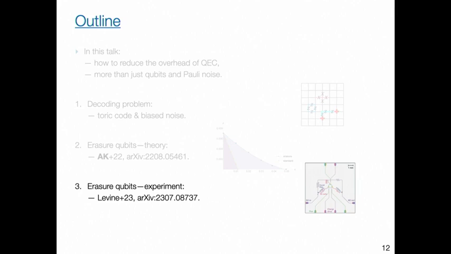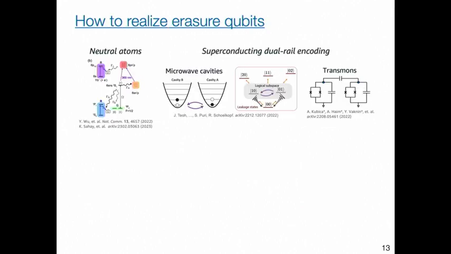So at this point, I hope that I convinced you about the usefulness of the idea of erasure qubits. So now let's think about the experimental realization a bit. A natural platform to realize erasure qubits is neutral atoms, and this is the approach taken by the group at Princeton. But we can also have erasure qubits, for instance, with superconducting circuits.